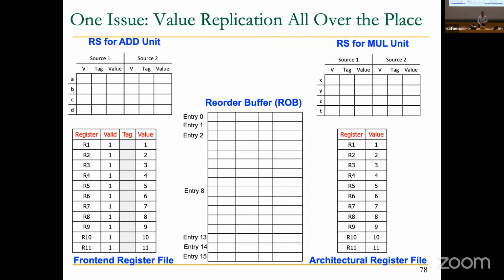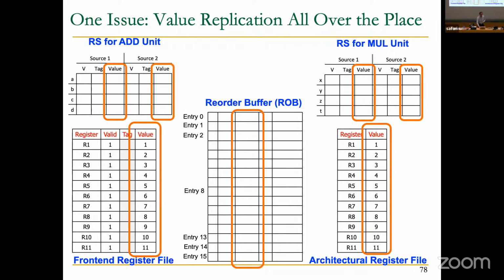Okay, so there are many, many interesting questions over here. You can optimize this a lot, but one question that's actually very bothersome is there's value replication all over the place. So you have values in the front-end register file. You have values in the architectural register file. Values get replicated into the reservation stations, as you can see. Whenever you rename an instruction, you copy the tag and value into the reservation station or some other reservation station. And then values also get replicated in the reorder buffer because you need to take the value that you're producing and put it into the reorder buffer so that you can later put it into the architectural file.